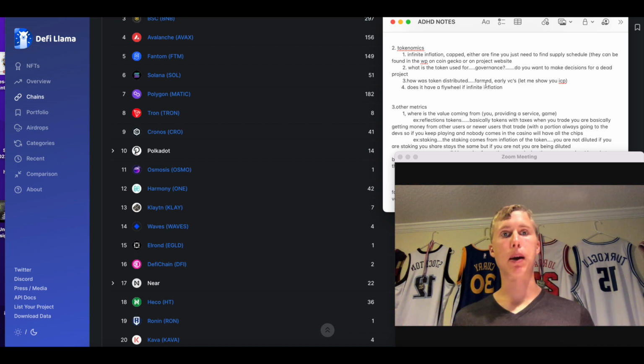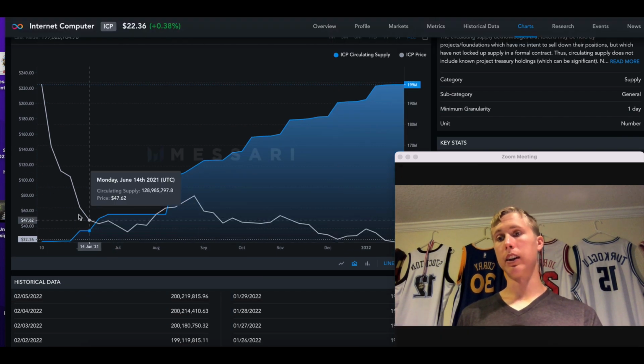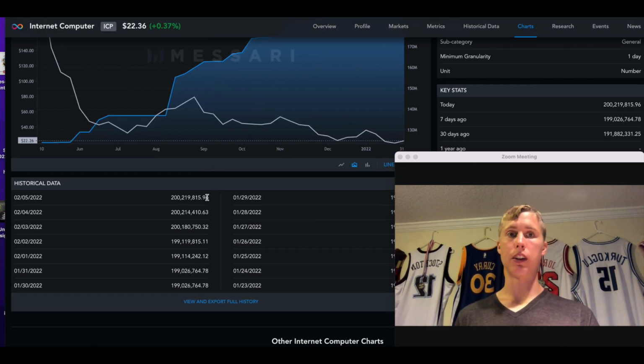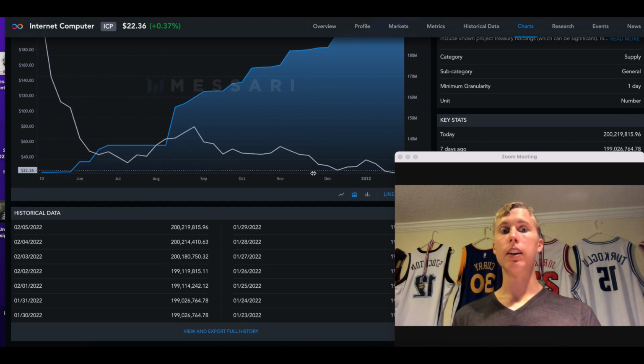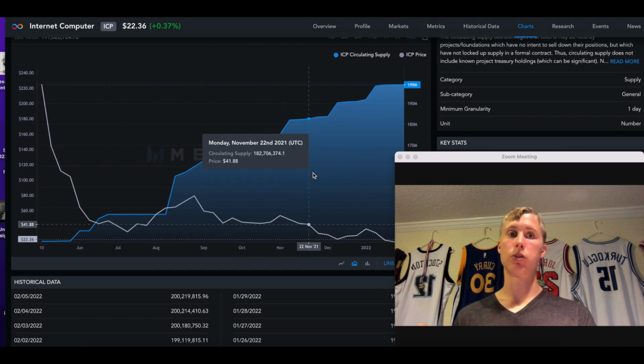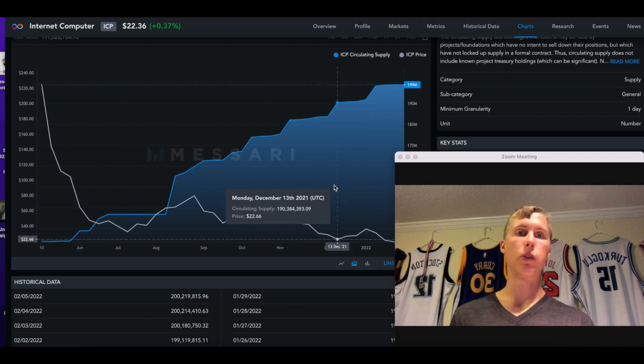Now let's give a bad example. Internet Computer Protocol. This thing literally has a crazy inflation schedule. It came from June to now, January, and this thing almost doubled in supply. It came from like 130 million to almost 200 million.